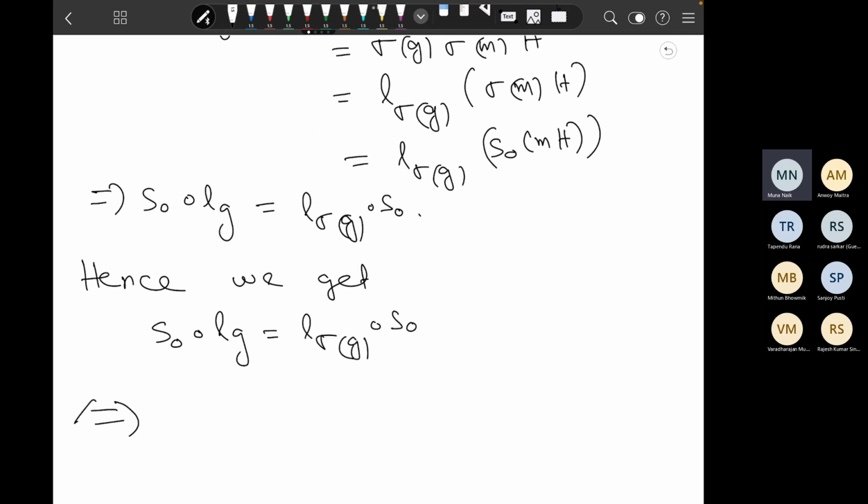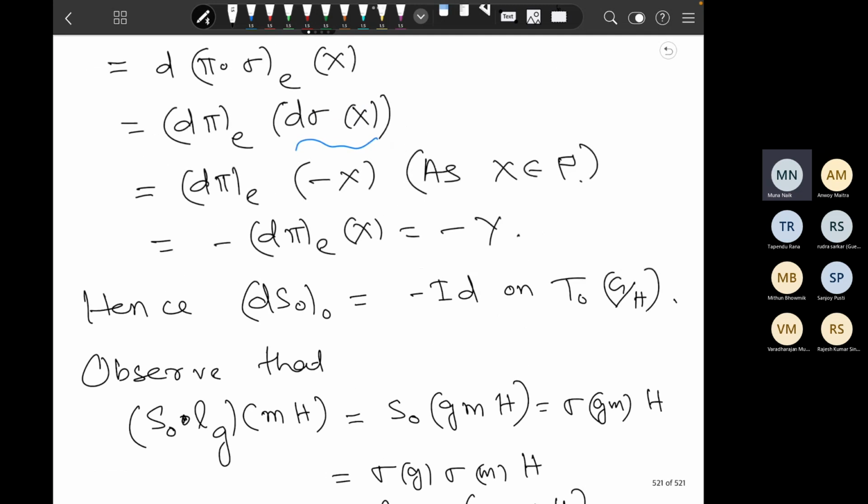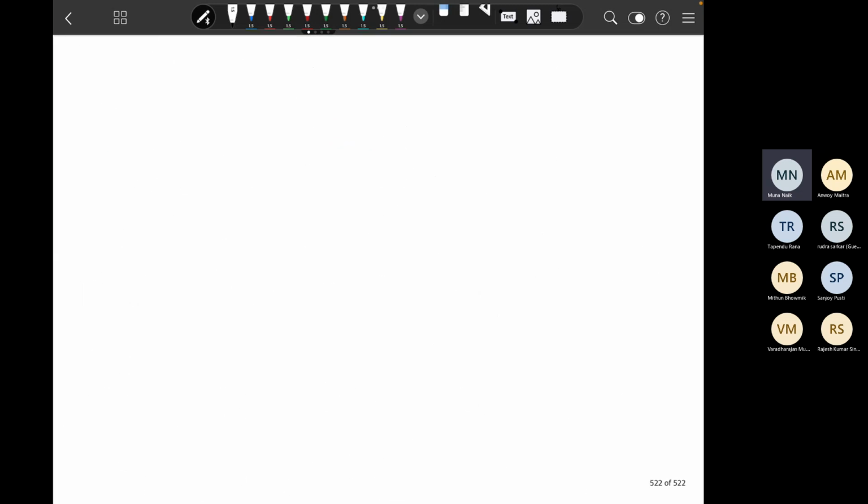Now S0 is an involution, so you can multiply by S0 on both sides. That gives the equivalent condition: S0 composition L of G composition S0 is really L of sigma G. Now I have to show that S0 is an isometry. That is the main thing. So claim: this S0 is an isometry.